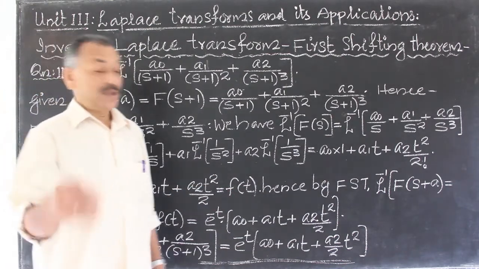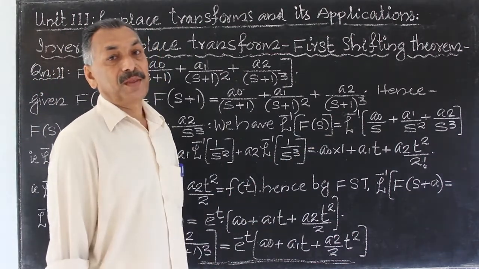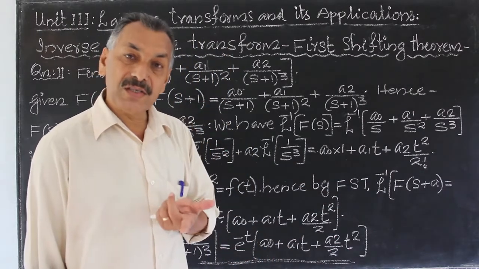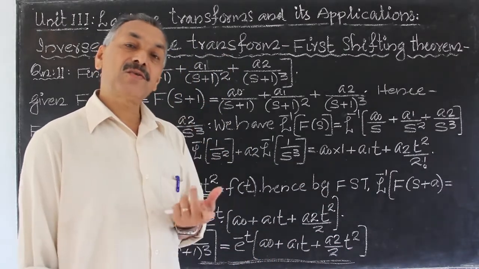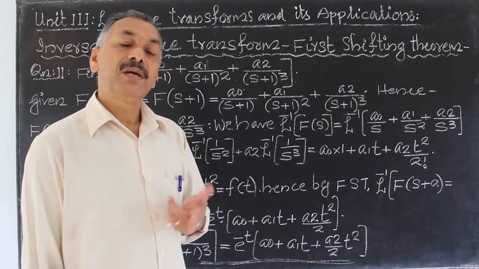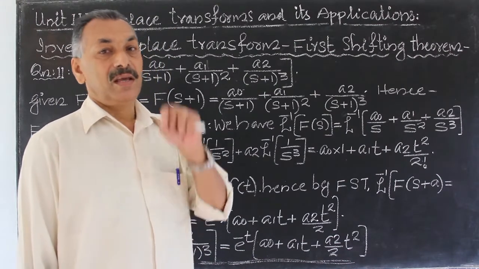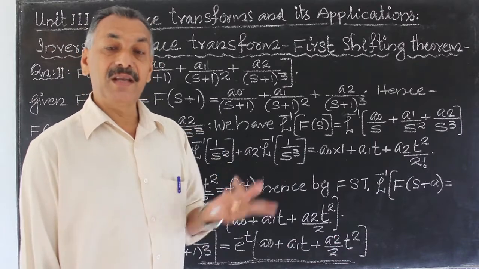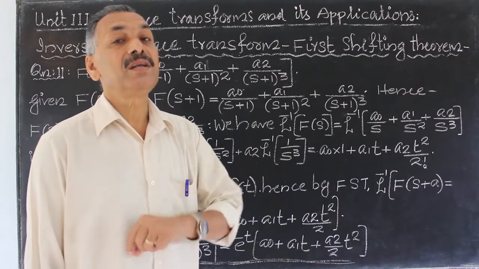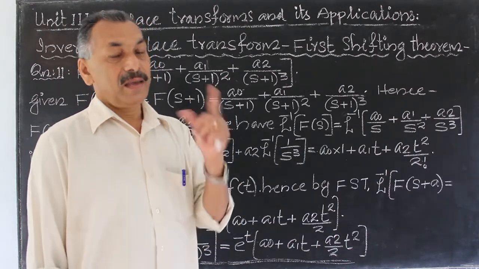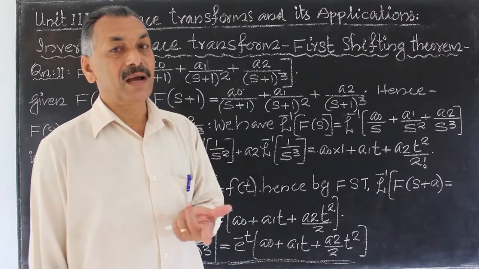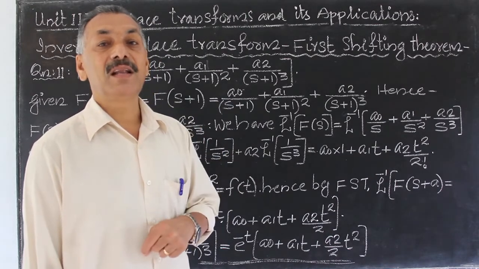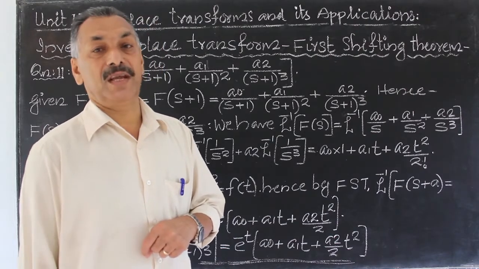Then by first shifting theorem, if L inverse of f of s is equal to f of t, then L inverse of f of s minus a is equal to e raised to a t into f of t. If the inverse of f of s is f of t, then the inverse of f of s minus a will be e raised to a t into f of t. Or if the inverse of f of s is f of t, then the inverse of f of s plus a, writing minus a as minus a, will be e raised to minus a t into f of t.